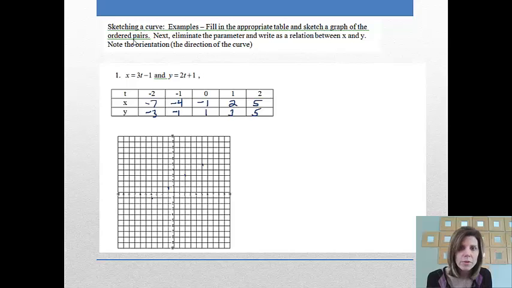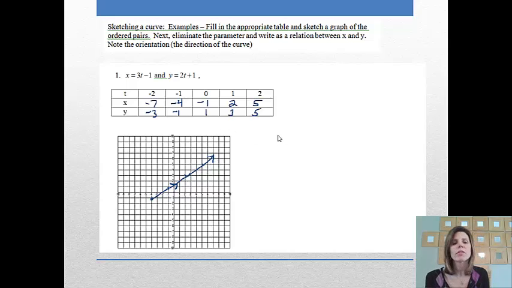Now notice it said to note the orientation and the direction. This is where we started, and what happened over time, I'm just going to follow the path that I just graphed them in order, so we can notice that is what is happening. And I'm going to draw some arrows to show we started here and we were headed up towards the right. So that would be a graph of what it looks like.